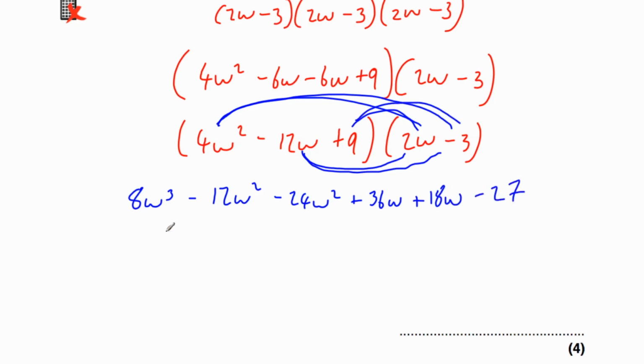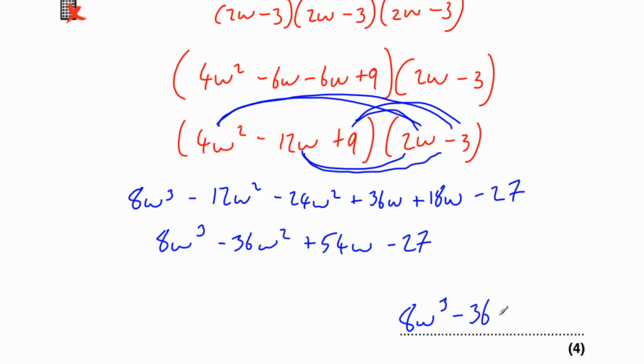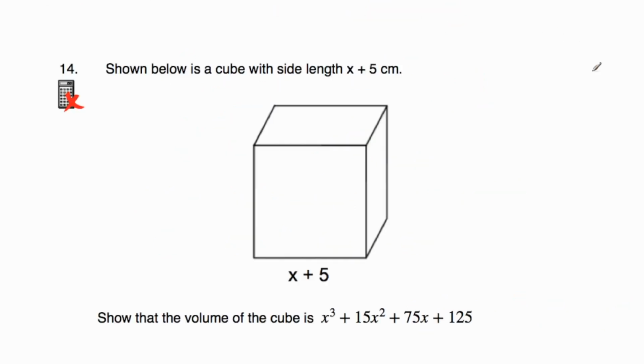Now let's collect our like terms. So we've got 8w cubed. We've got minus 12w squared minus 24w squared. So that's going to be minus 36w squared. We've got 36w plus 18w, that's going to be plus 54w, and then minus 27. So the answer would be 8w cubed minus 36w squared plus 54w minus 27. Okay, let's have a look at our next question.